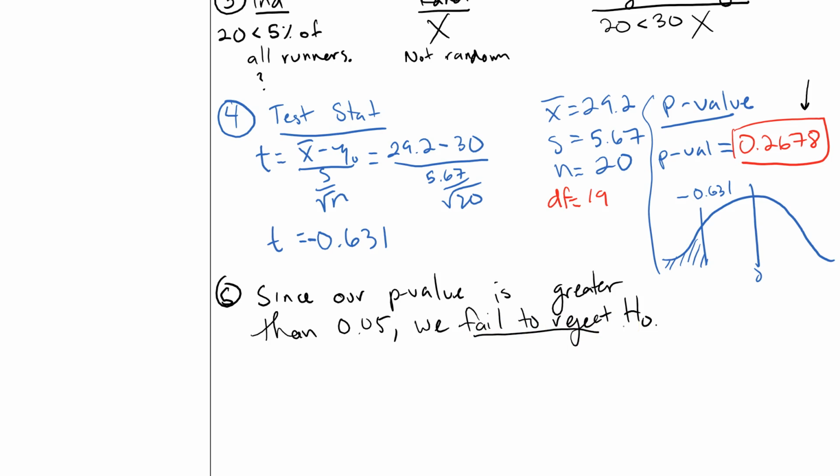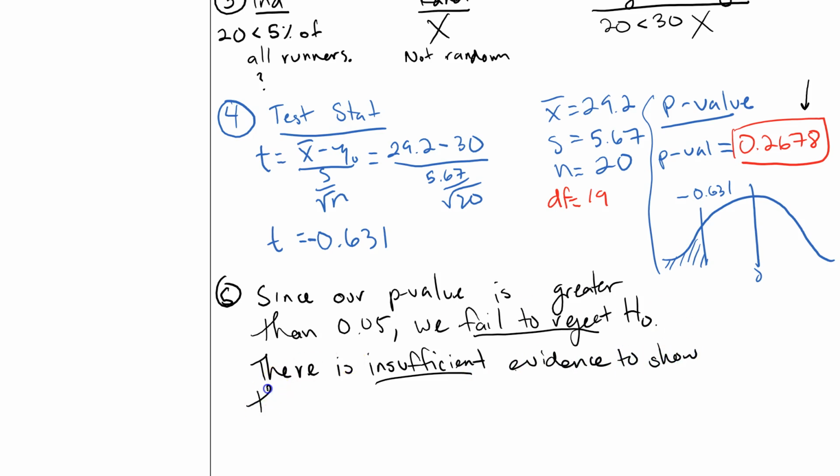Well, what does this mean for us? Because we're failing to reject, we don't have enough evidence that it's wrong. So there is insufficient evidence to show the mean running time for the 5K was below 30 minutes.